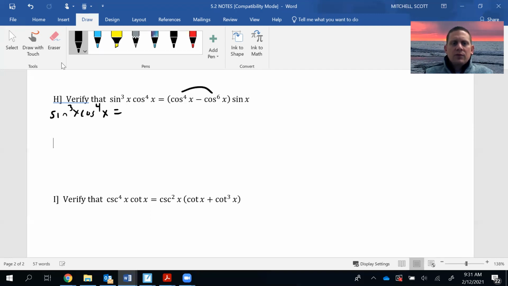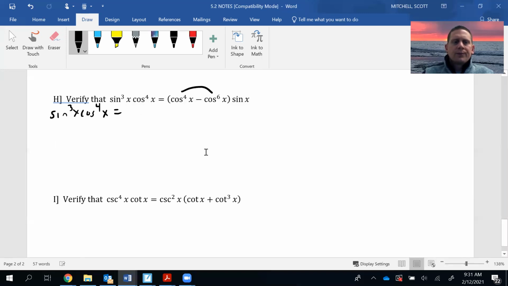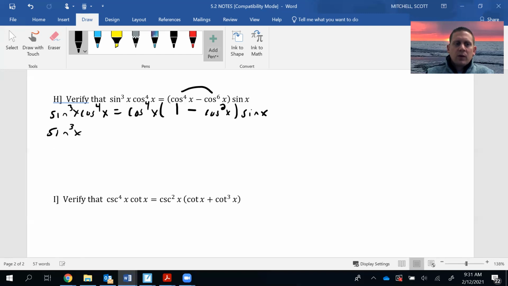When I look at this, I need a cosine to the fourth. Couldn't I, between these two, factor out a cosine to the fourth? So what if I factor out cosine to the fourth? What am I left with inside? Well, that would be a 1 minus cosine squared. And then I still have my sine here at the end. So I've got a cosine to the fourth on both sides. I have a sine. I need a sine cubed. So I need 2 more. I need sine squared really somewhere.